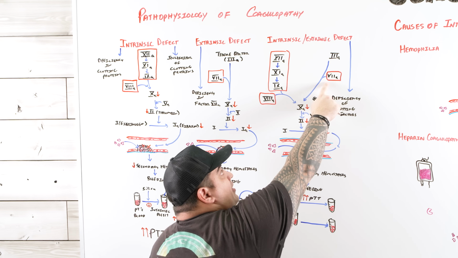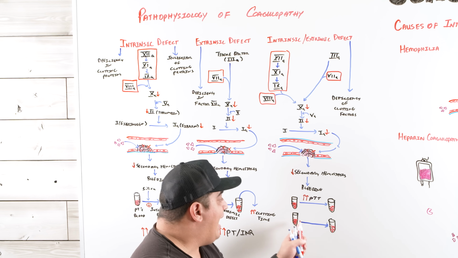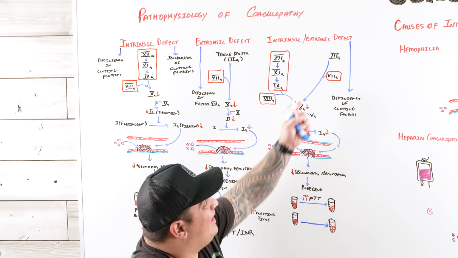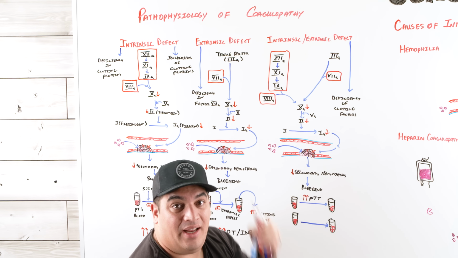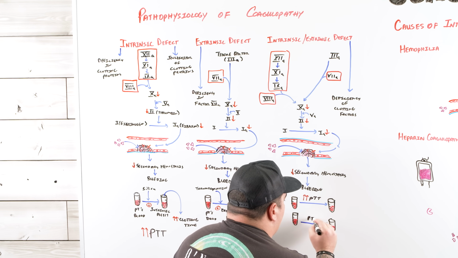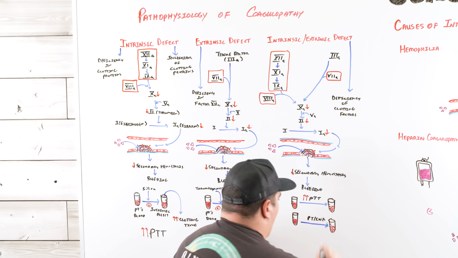And if they have a deficiency in factor 7, if you add thromboplastin, but they have a deficiency, is it going to matter? No, because again, you don't have the 7 to be activated, because thromboplastin is just tissue factor. So what's going to happen to their PT-INR? It's going to be prolonged.